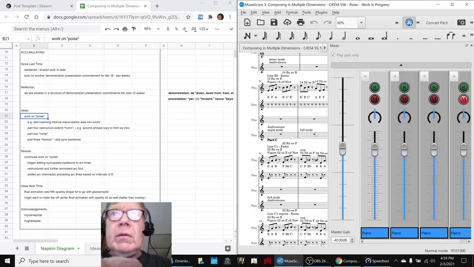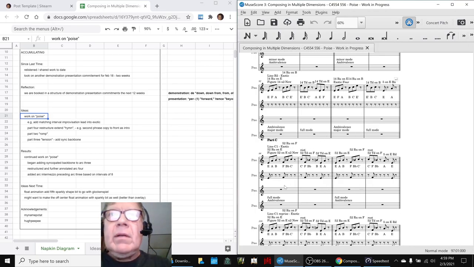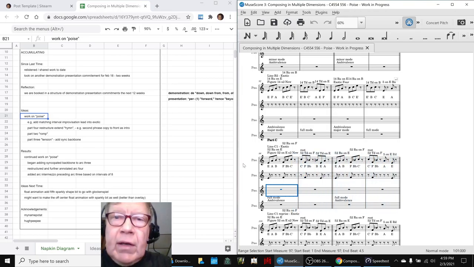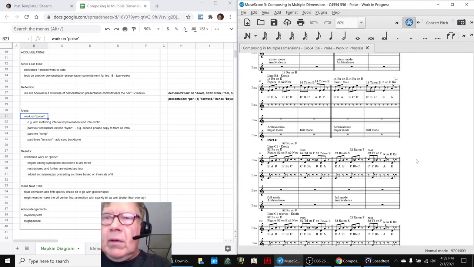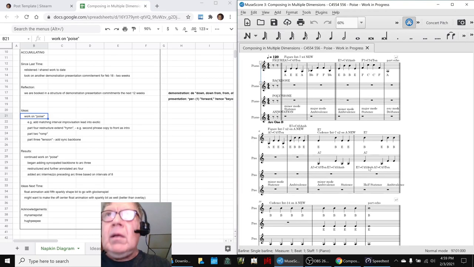If we solo it, it stands out quite a bit. And as we said, it's syncopated, and it gives a little bouncy feel to that section. It also accentuates this section, which really plays off of the E and the F, which are the modes.